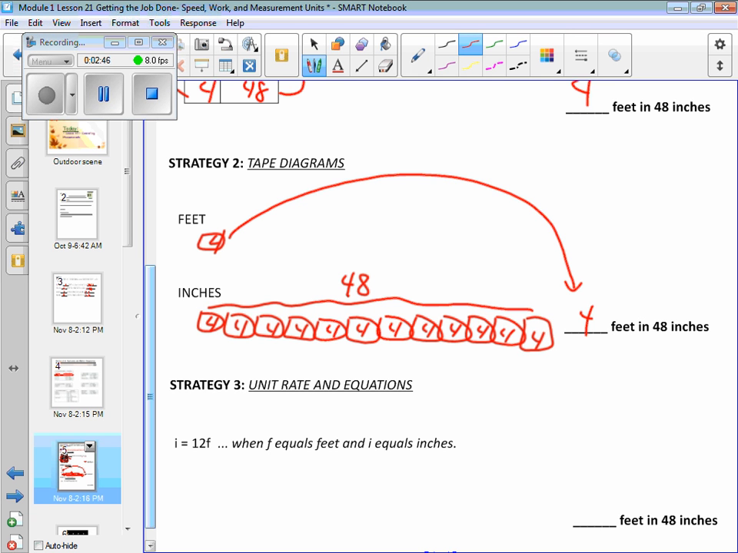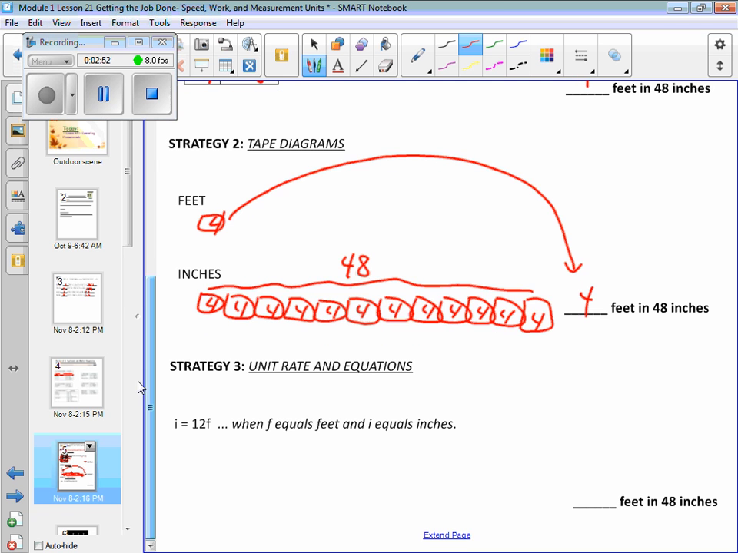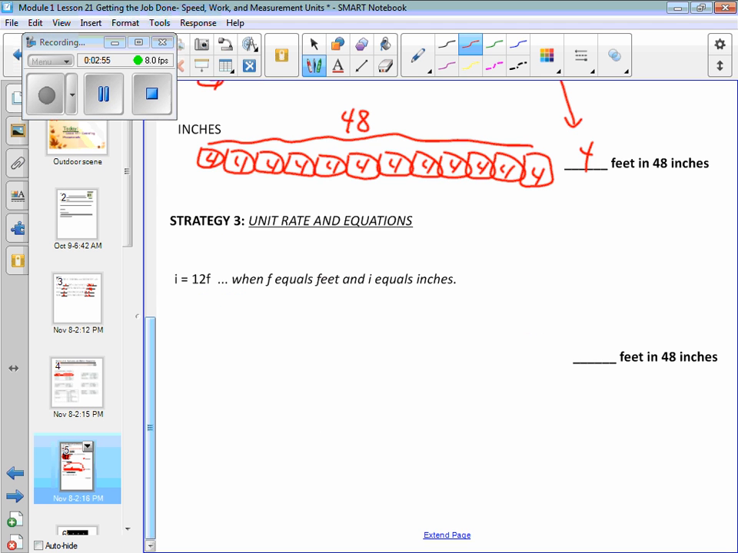This one's new. Even though you've had equations, I haven't shown you how to use an equation to figure out an equivalent ratio. I is for inches, F is for feet. We're going to substitute what they give you. They give you 48 inches. Substitute that into the equation. 48 equals 12 times what we're trying to find, which is feet. So what number is going to make the equation true? And so that's using an equation.